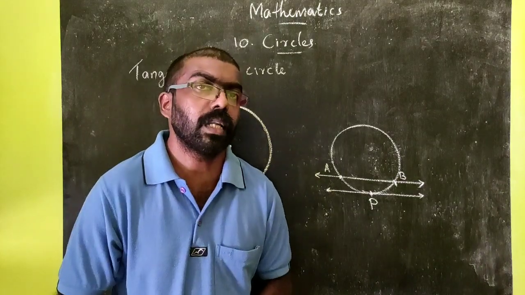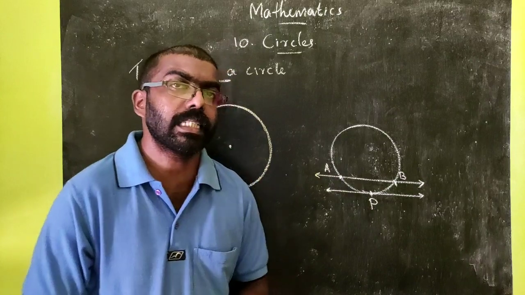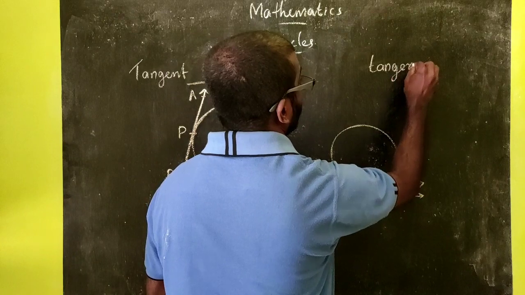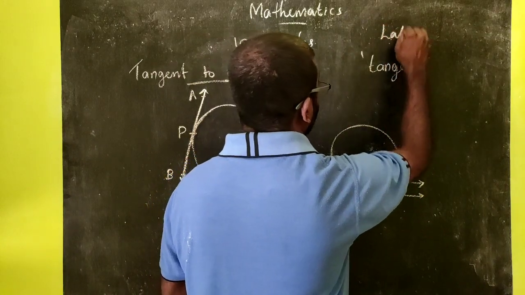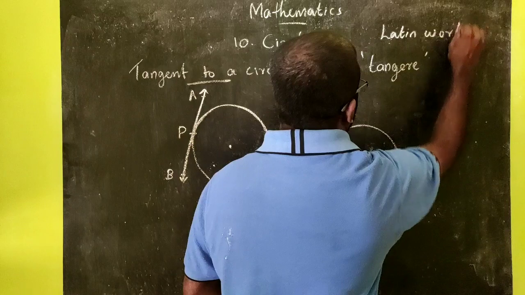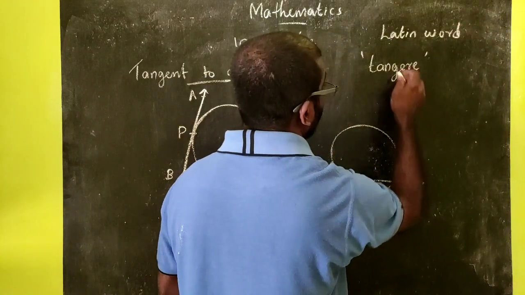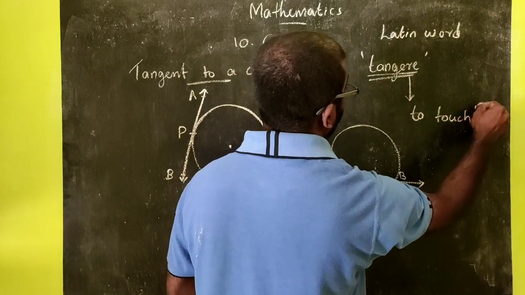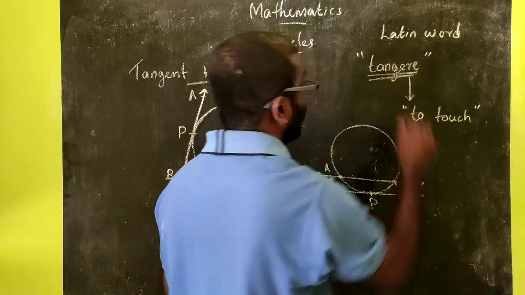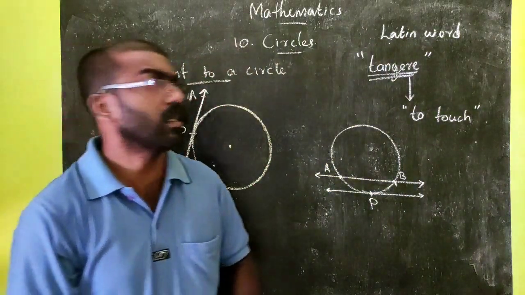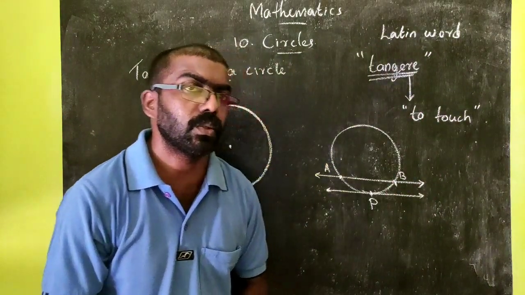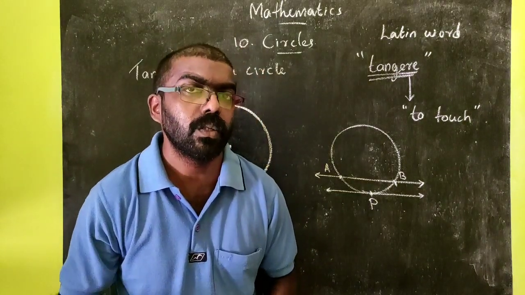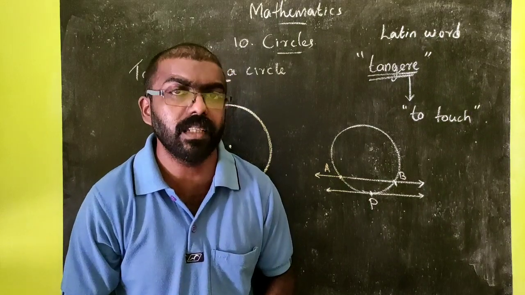The next point is that tangent is derived from the Latin word tangere, which means to touch. It was introduced by the Danish mathematician Thomas Fincke in 1583.